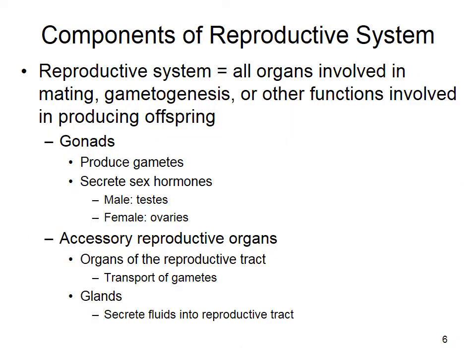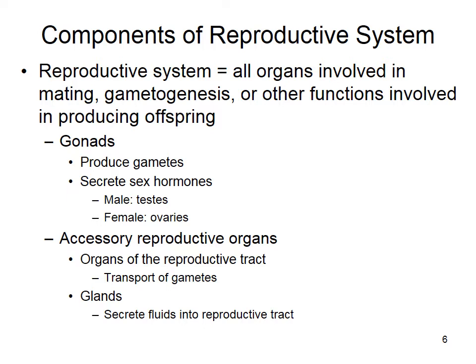Okay, so we're going to talk about the reproductive system. And these are all the organs involved in mating, gametogenesis, and other functions to produce offspring. Okay, so we're going to talk about the gonads, which actually produce the gametes. Right? And they also produce the sex hormones. And we already talked about the gonads when we talked briefly about them in the endocrine system, and I said we were going to come back to them.